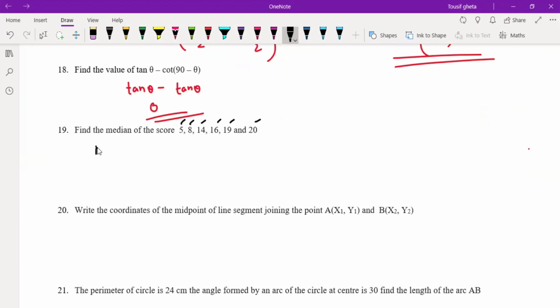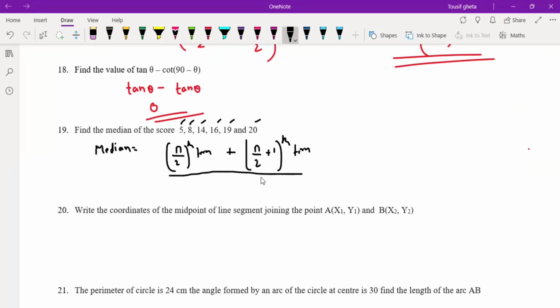For the even number, the formula is (n by 2 term plus n by 2 plus 1 term) whole divided by 2. That is the formula for the even number. So n by 2, n stands for the number of terms. That is how many? 6.